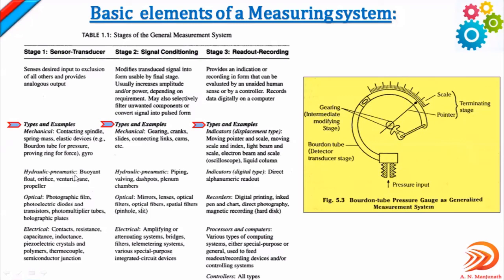If we take hydraulic, similarly, the sensor stage consists of the orifice, buoyant float, venturi, and vane propeller. These act as the first stage. Piping, valves, and chambers act as the signal conditioning. Again, for hydraulic and pneumatic ones, the indicators and direct alphanumeric readout act as the third stage. Likewise for optical and electrical, for different instruments, these are the general three stages.